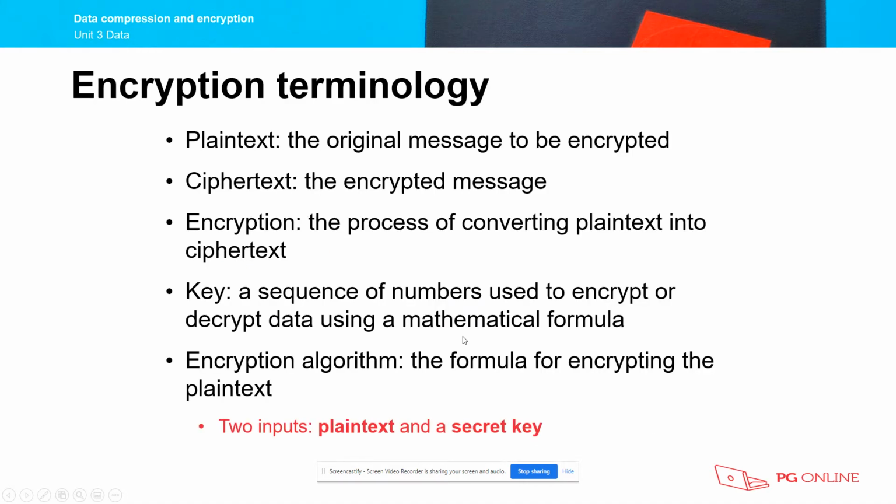Okay, so these are the terms that you need to learn. Encryption terminology. So we've got plain text, and that's the original message. So if I was going to send you a message to say, meet me on Google Meet at 10 o'clock today, that would be my original message. The cipher text would be the jumbled up message that got sent. Then if we say that we have turned the plain text into cipher text, we've applied some kind of formula or process, and that is known as encryption.